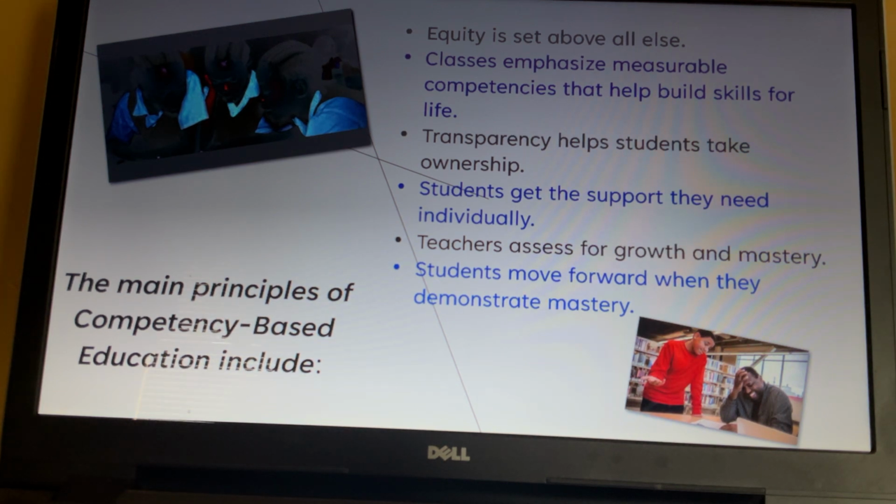Which of these principles will be easy to implement? What do you think about these principles? How do you feel about these principles? All of this has to be taken into consideration if we are going to move to the structure that competency-based education requires.